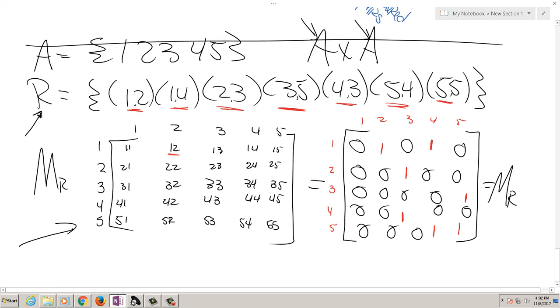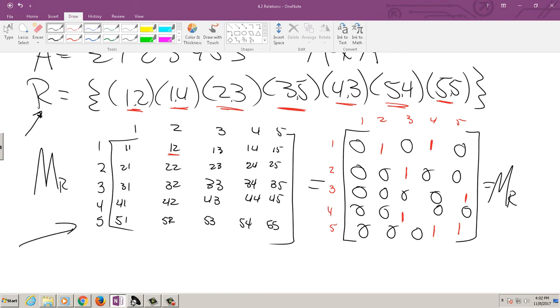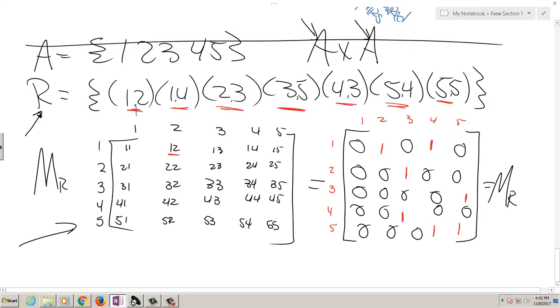So one of the checks that I can do is count. If I have 1, 2, 3, 4, 5, 6, 7 pairs, how many ones should I have on my matrix? There should be 7 ones. If I count them, 1, 2, 3, 4, 5, 6, 7, I see that I have 7 ones there. I make no guarantee that they're in the right place. I should probably double check to make sure that they are all in the right place. But I know at least I have enough of them there. And this is the matrix of that relation.